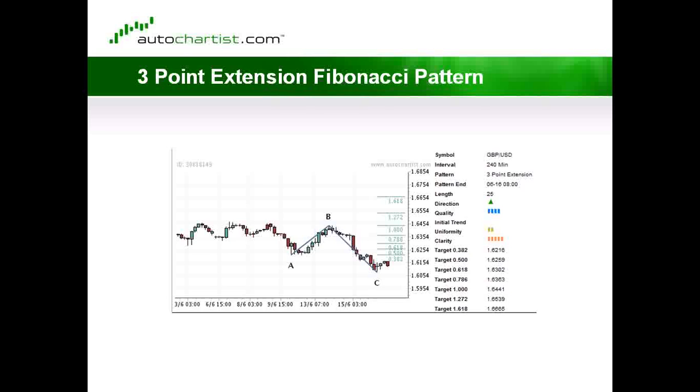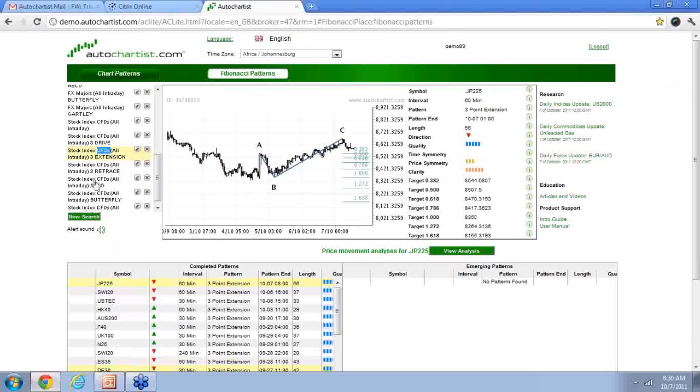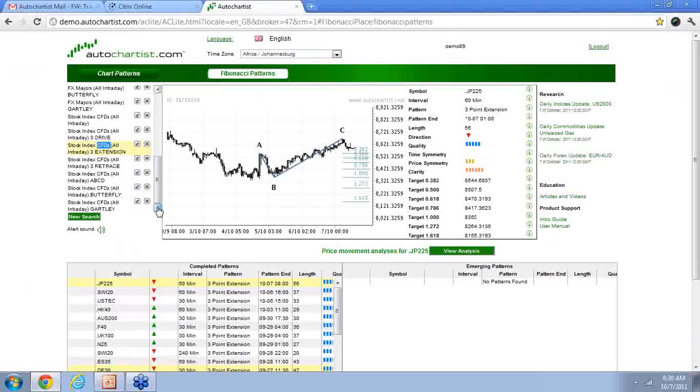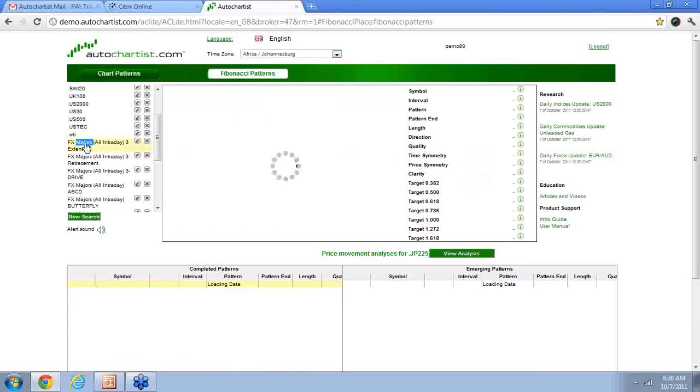So the extension basically finds support or resistance within the last major move. This is the last major move. And it's also used to determine where a current move is or may end. Okay, so going back to the live data for this 3-point extension, let's see what the FX majors have done this morning. We'll click that on, and we'll see what we've got here.